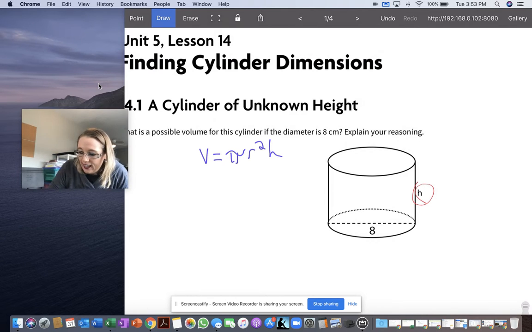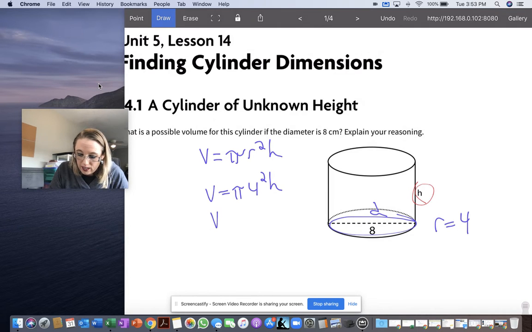So we have a diameter of 8. We know that our radius is half of our diameter, so our radius is therefore going to be 4. Okay. So far in our formula, we know pi, obviously, and our radius, which is now 4 squared, times the height. Okay. So we're going to simplify this. Volume equals pi 16h.